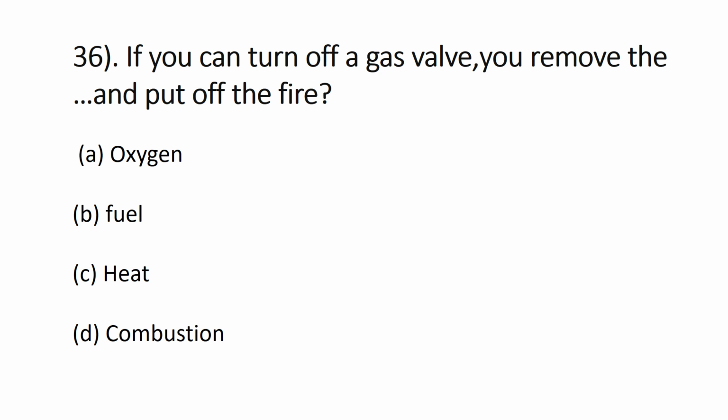Question number 36. If you can turn off a gas valve, you remove it and put out the fire. A. Oxygen, B. Fuel, C. Heat, and D. Combustion. The gas is a fuel. So if you turn off a gas valve, you remove the fuel to put out the fire. The correct answer is fuel.